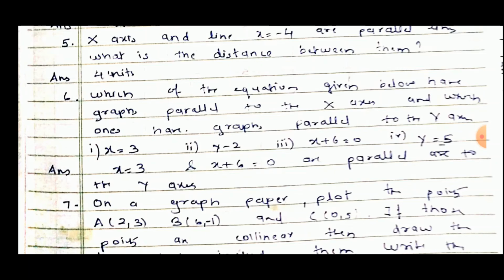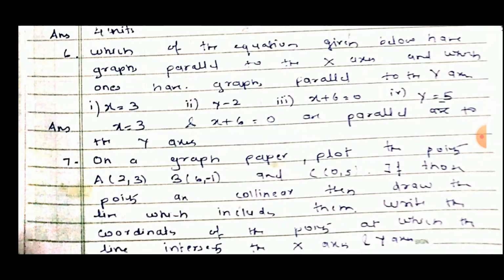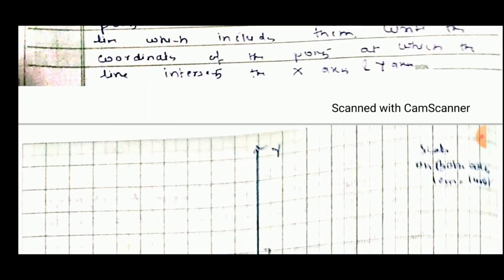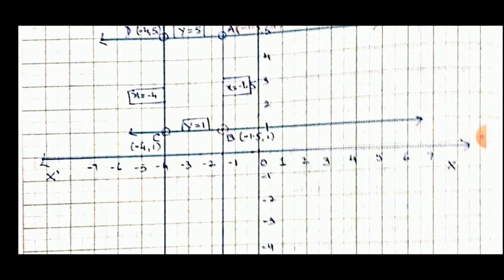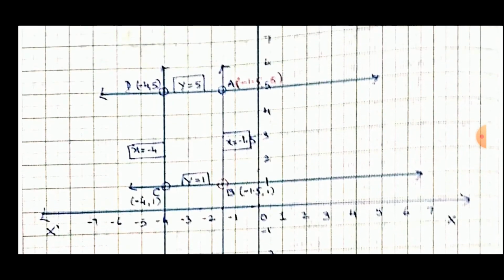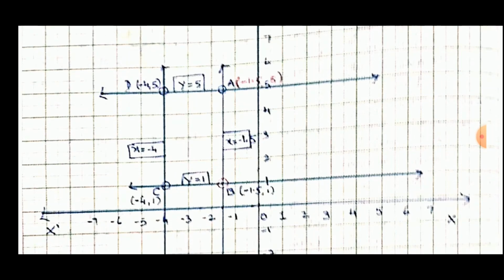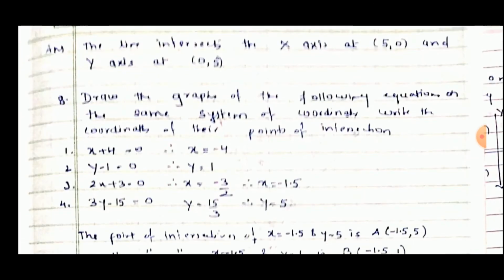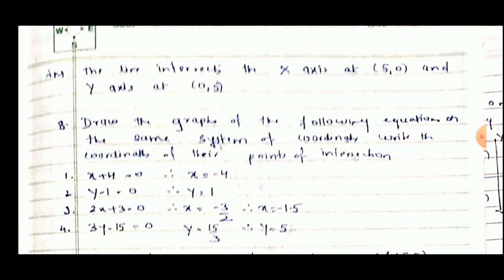On the graph paper, plot the points A, B, C. If those points are collinear, then draw the line which includes them. Write the coordinates at which the line intersects the x-axis and the y-axis. So here this way the line is drawn, and then you can write down the coordinates of the points of intersection. Now the line intersects the x-axis at (5, 0) and the y-axis at (0, 5).